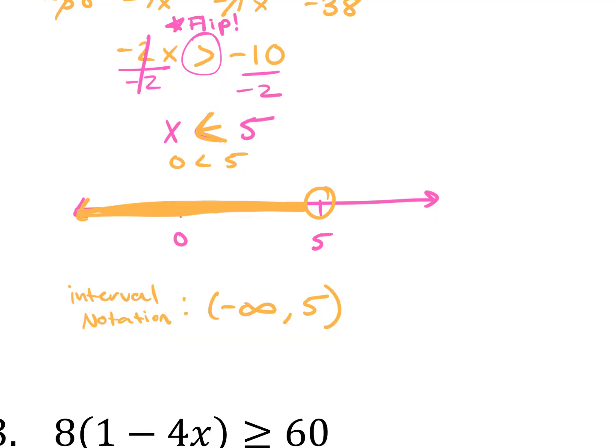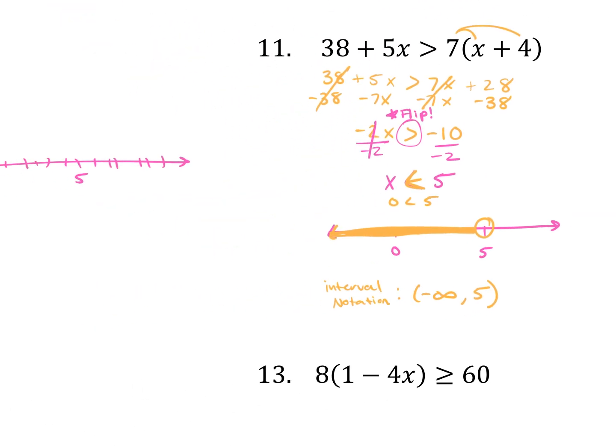The number is either a bracket or parentheses, depending if it's an open or closed circle. So if it is a less than or greater than sign, it's going to be an open circle with parentheses. If it's a less than or equal to or greater than or equal to, it is a closed circle with brackets.